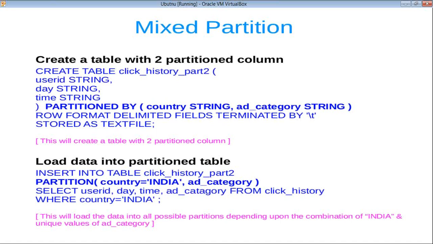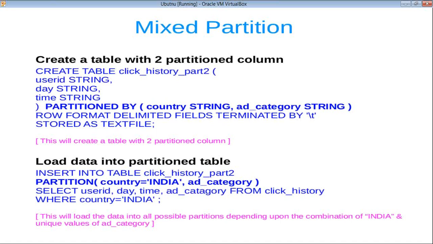Let's check it out. Insert into table click underscore history underscore part 2, partition country is equal to India. I am specifying the value. That means it is a static partition. Comma, add category, there is no is equal to, because I am not specifying any value. That means this is dynamic partitioning. So one column is used as static, another one is used as dynamic.